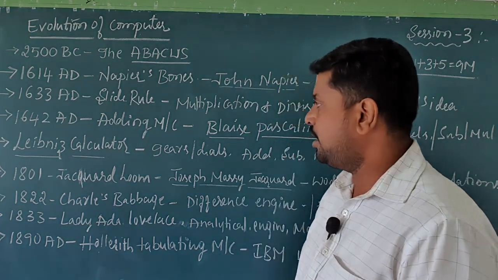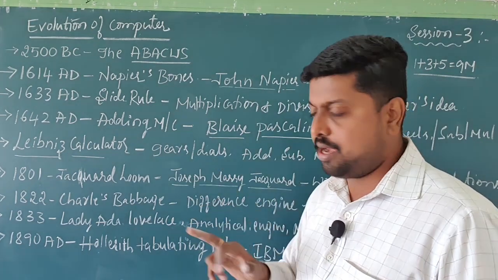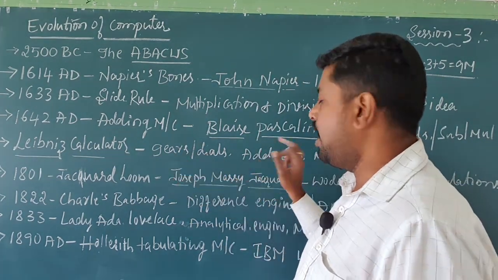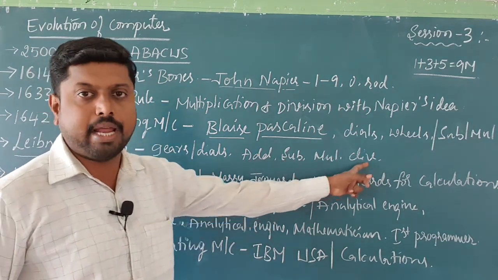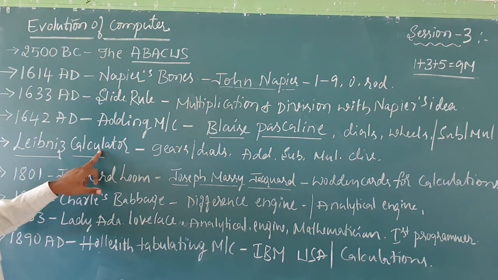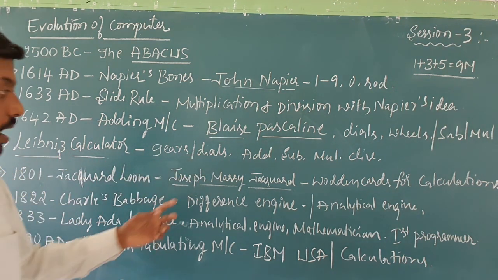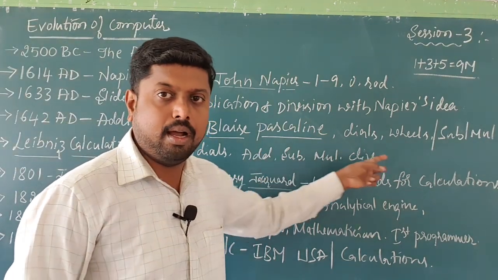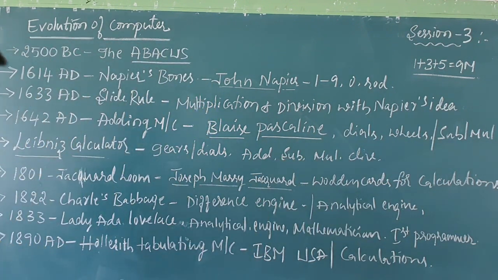The Leibniz calculator works with the help of gears and dials. Again, dials and gears. We have a chance to do calculations like addition, subtraction, multiplication and division. That device is what we call the Leibniz calculator. With the help of gears and dials, we can calculate the basic operations: addition, subtraction, multiplication and division.